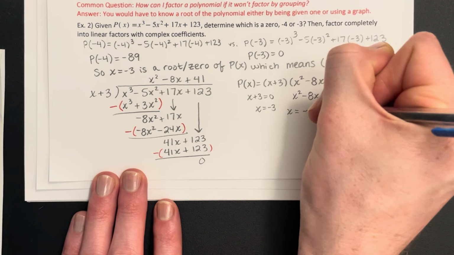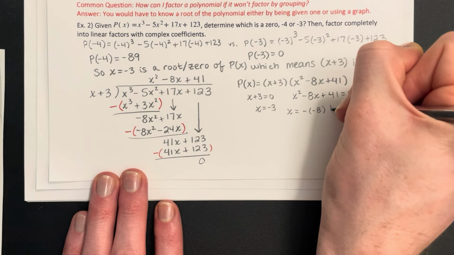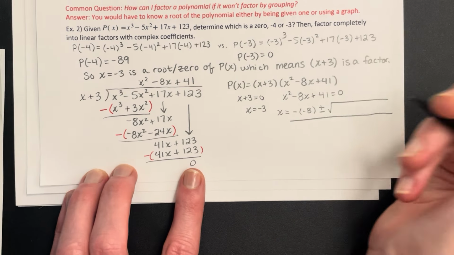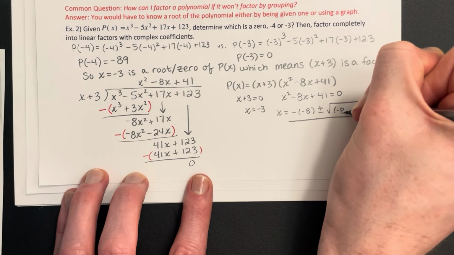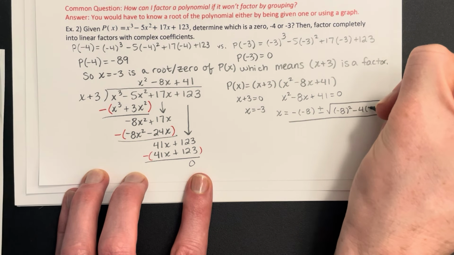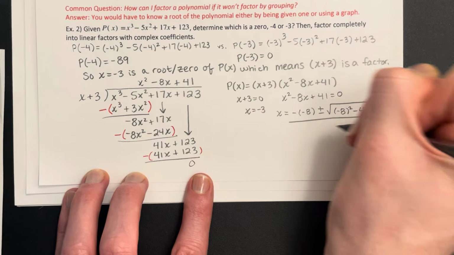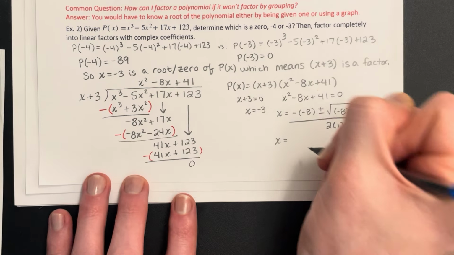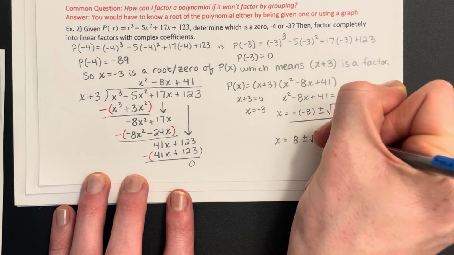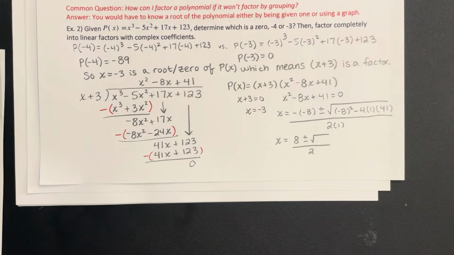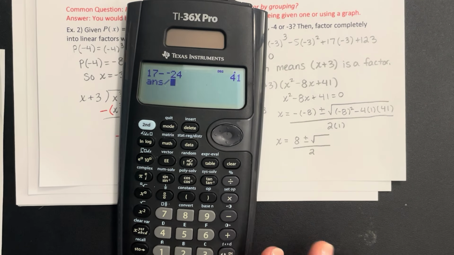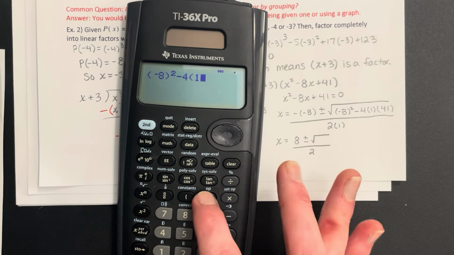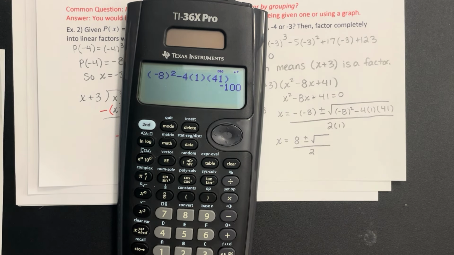So x equals negative b, negative negative 8, plus or minus the square root of b squared minus 4ac. So in that case, it would be plus or minus the square root of negative 8 squared minus 4 times 1 times 41 all over 2a, so 2 times 1. That has 8 plus or minus the square root of something divided by 2. We just have to figure out what is that something by plugging this in. And it gives me negative 100.